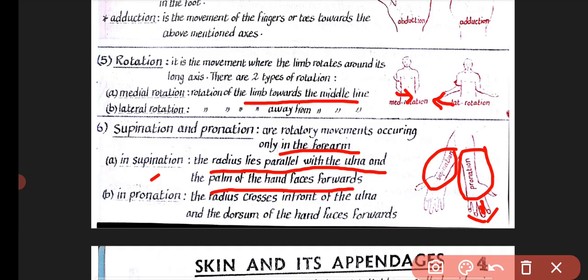Okay, in the next chapter we will study joints, bones, cartilage and muscles, in our next classes. Okay, thank you.